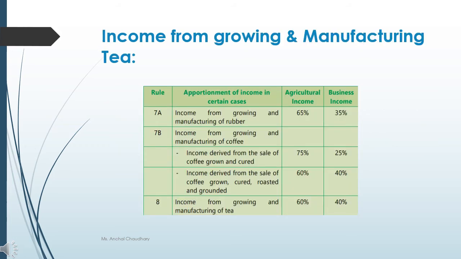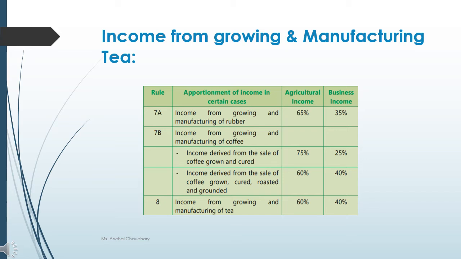Next is income from growing and manufacturing tea. Whenever there is income from the growing and manufacturing of tea, rubber or coffee, in that case it will be divided into two parts. First we will consider it as your agricultural income, and the other one will be considered as your business income. There is a specific percentage which has been mentioned in the Income Tax Act. On the basis of that, we will compute what exactly is related to the business income. So let's have a look.